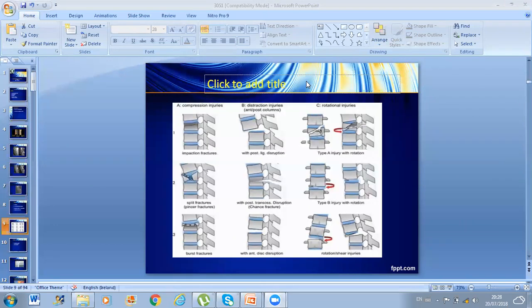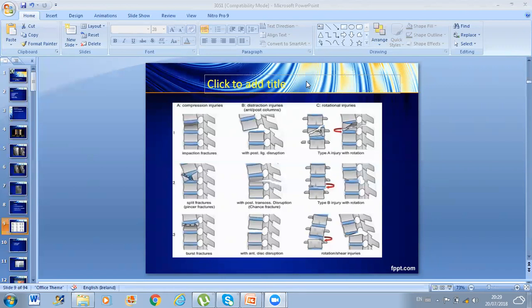I want to ask you a simple question. This is a classification system, and it has types A, B, C, and A1, A2, A3, B1, B2, B3, C1, C2, C3. What type of classification system is this? This is probably an AO classification. Yes, it's the AO classification.